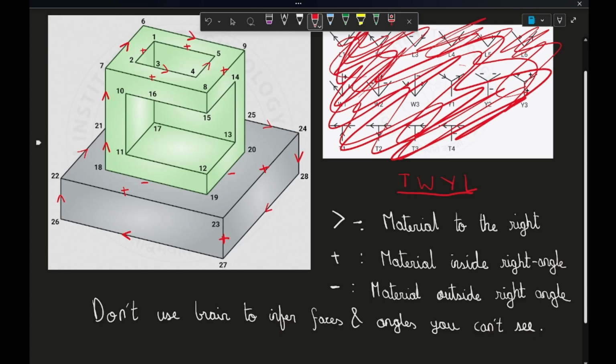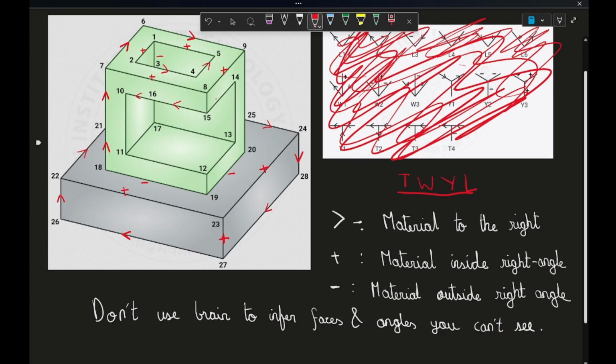Now this 13, what is that thing? Yeah, we see this right angle, right? So it should be negative, because this right angle is encompassing a negative area. So now we come to 10 to 6. Again I don't see any angles, so I'll just write it like this. Again 16 to 15, I don't see any angles, so I'll just write this like this.